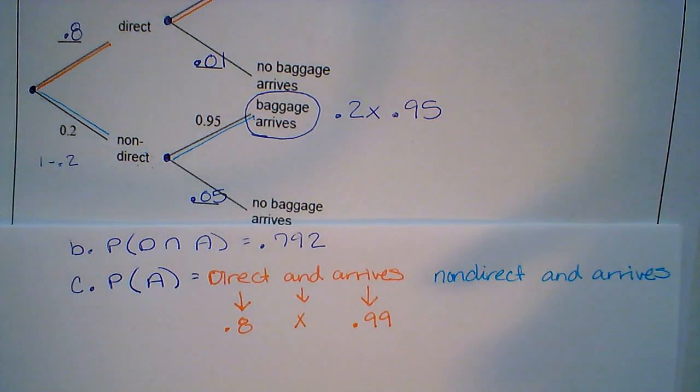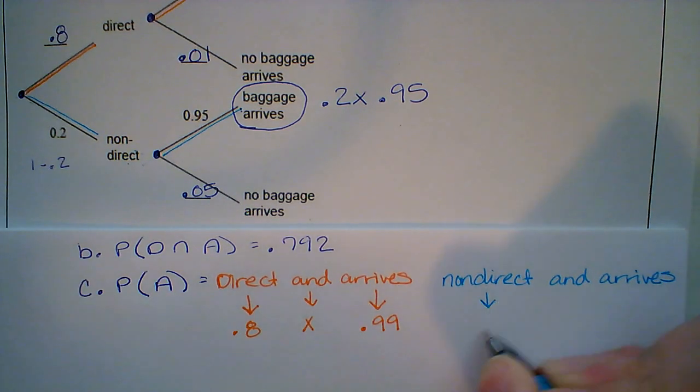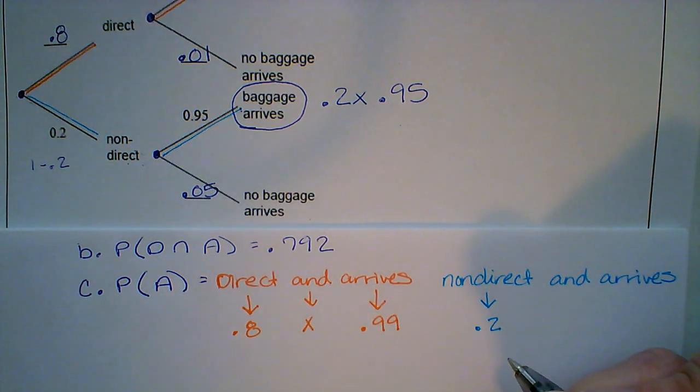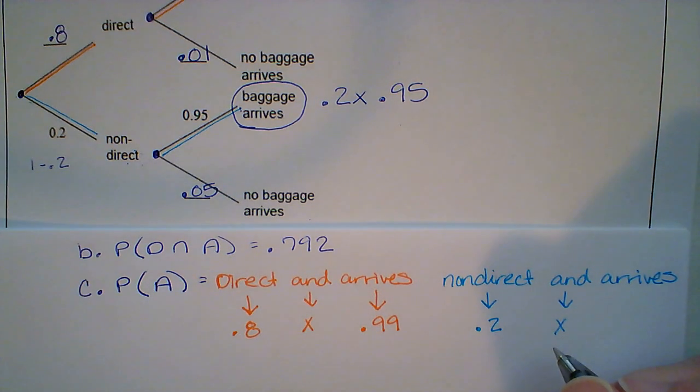And then the other thing that I could have is I could have my non-direct flight, which is 0.2, and which is multiply.